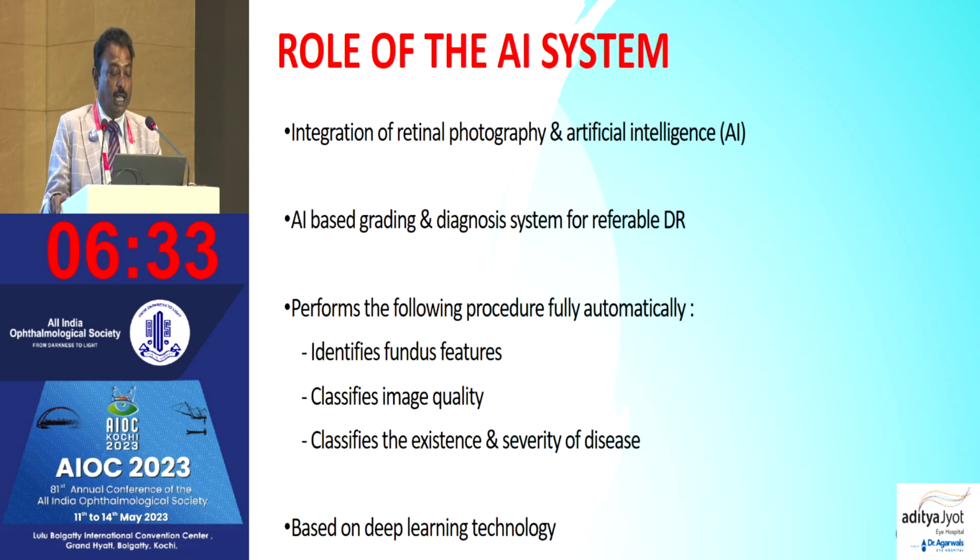It identifies fundus features, classifies image quality, and classifies the existence and severity of the disease, all based on deep learning technology. That means you keep feeding the computer images with details, saying this is normal, this is background diabetic retinopathy, this is proliferative diabetic retinopathy. So it picks up the features, and that's how AI, which Google found out, can tell whether a retina belongs to a male or a female. I don't know what the application is, but it can be found, and as humans we have no way to find out when we examine a retina photograph whether it belongs to a female or a male.